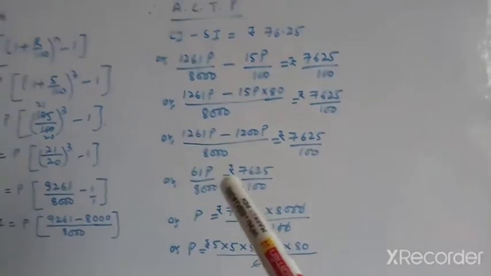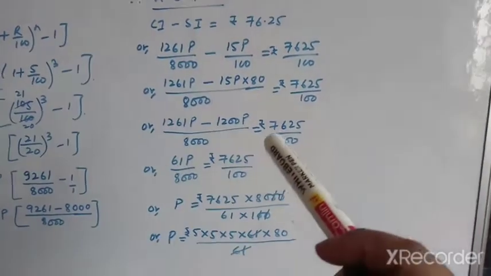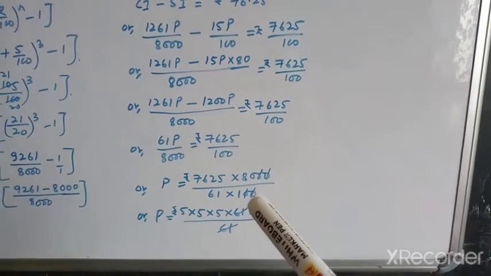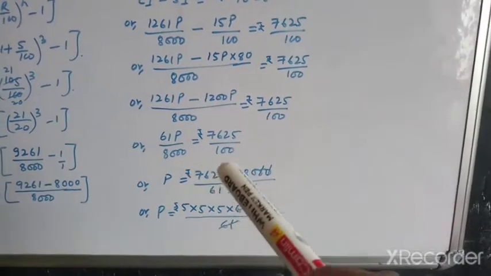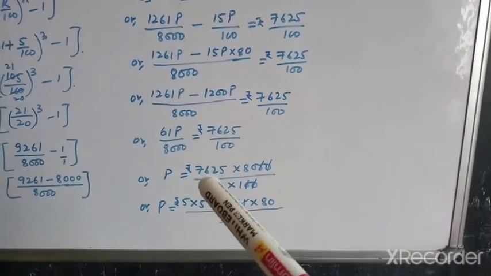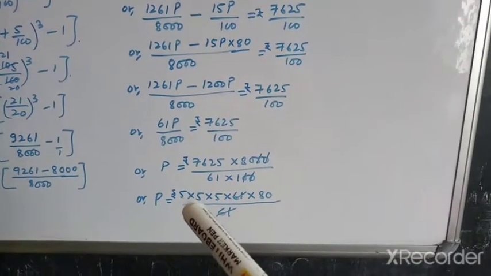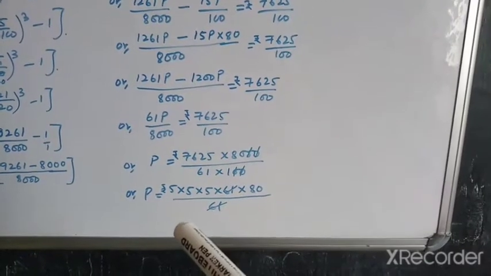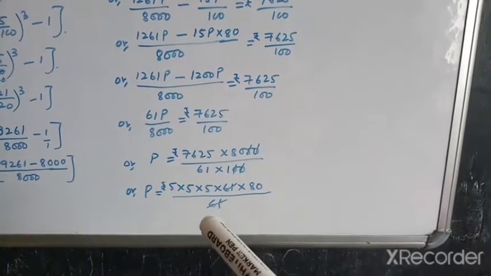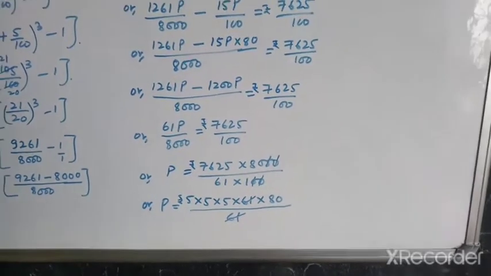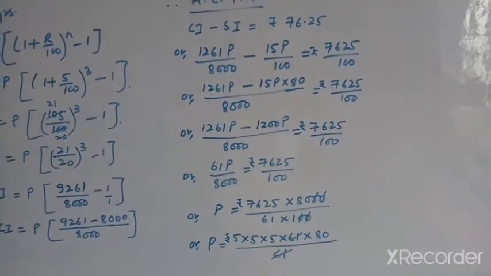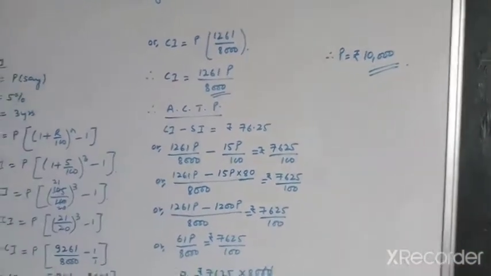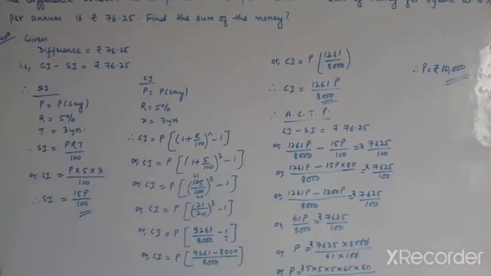Now our subject is P, so in order to calculate P, we will cross multiply. This 8000 will go up and 61 will come down. Two zeros get cancelled. Now here you can look for the factors: 7625 is 5 into 5 into 5 into 61, and this 80 remains as it is. In the denominator you got 61, so this gets cancelled. Finally we are left with 5 into 5 into 5 into 80, which is equal to 10,000. So the required principal is 10,000.